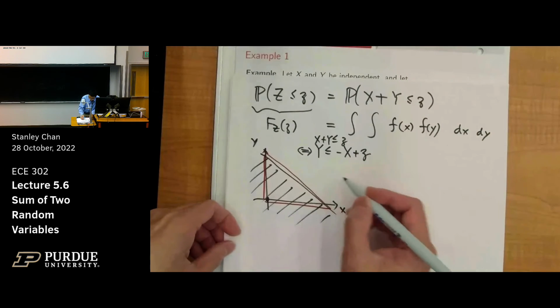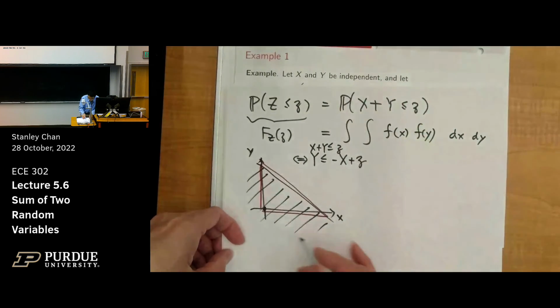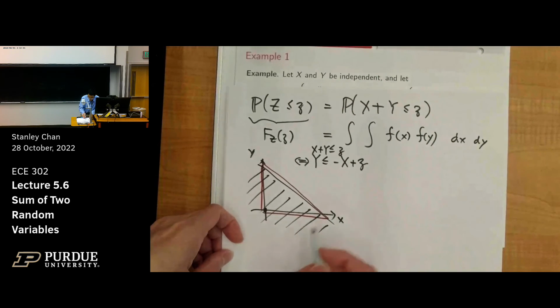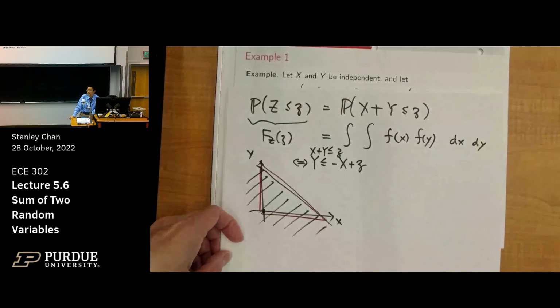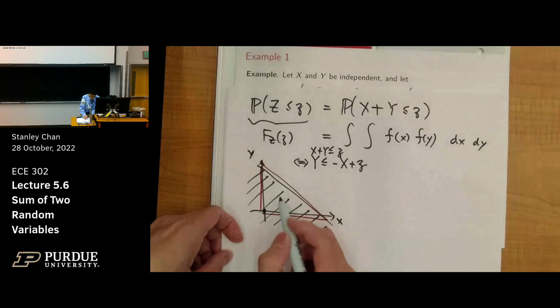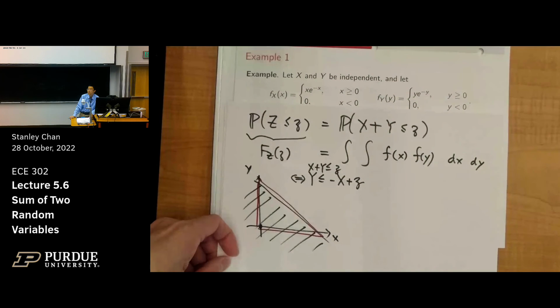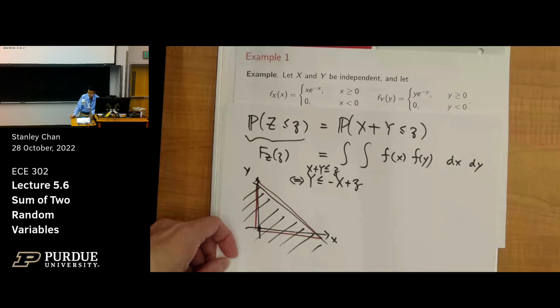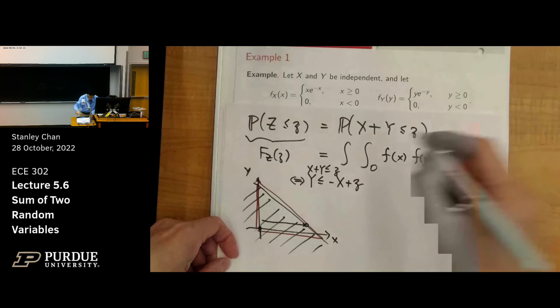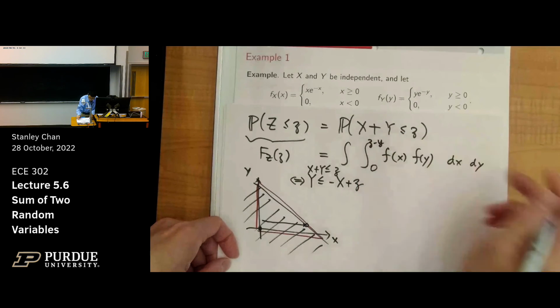This integration, for this example, it will be what? Well, you integrate with respect to x first. If you want to integrate with respect to x, what would be the lower limit for this example? 0 to where? Where do you stop? This point. Yes. z minus y. Okay, z minus y. Excellent.